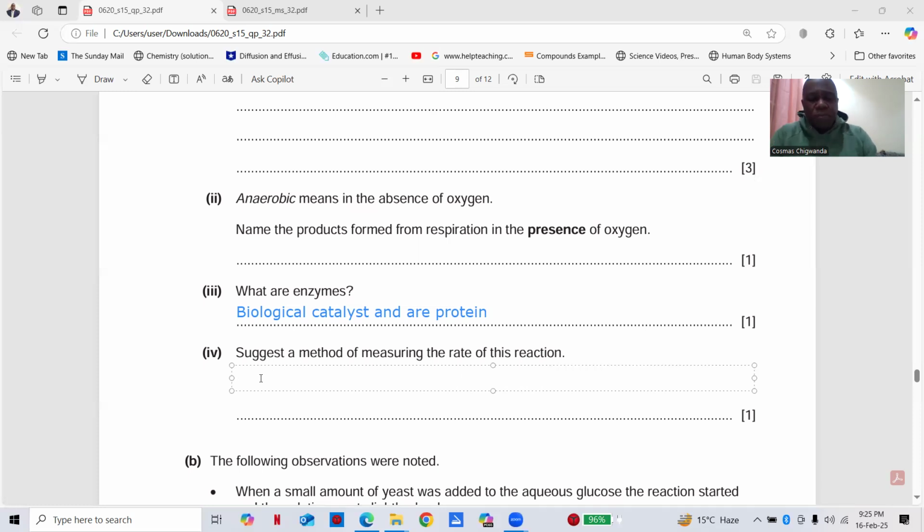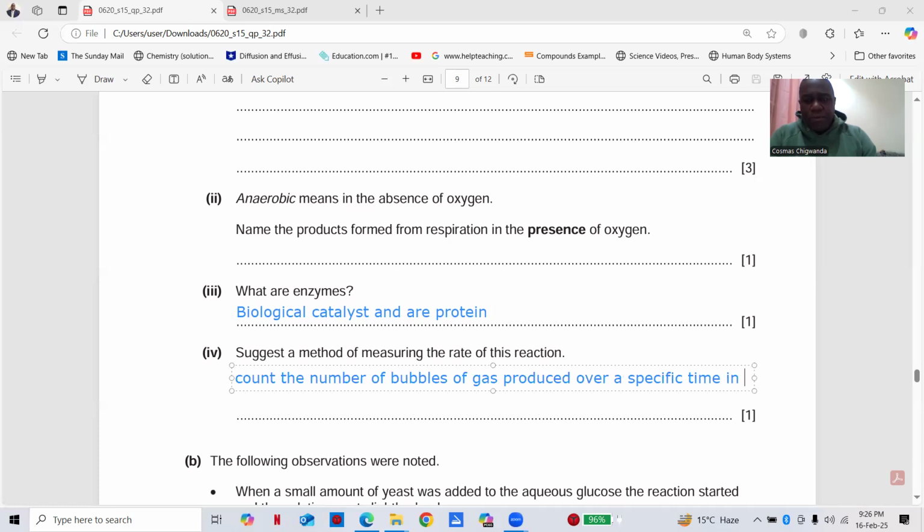For instance, I can count, okay? You can count the number, right? Practically count the number of bubbles of gas produced over a specific time. This aspect of time has to be there, okay?